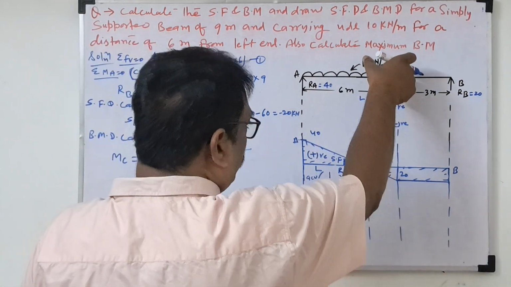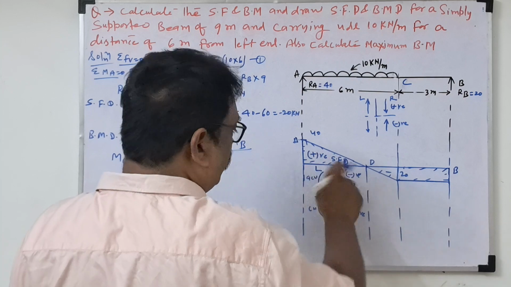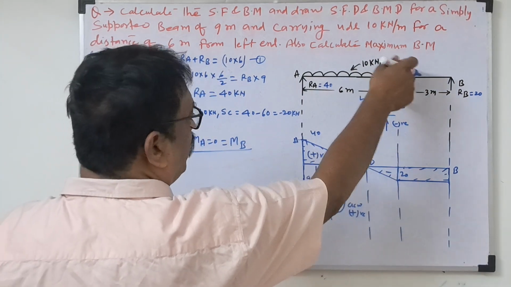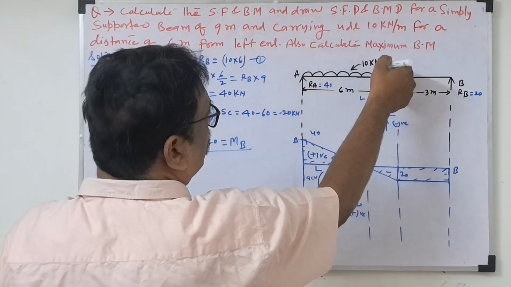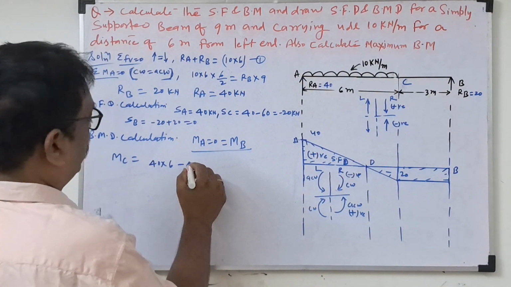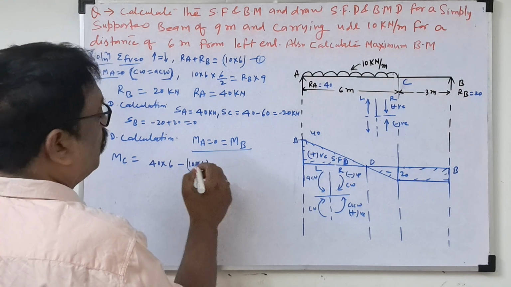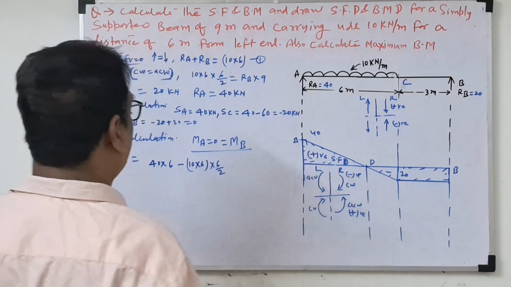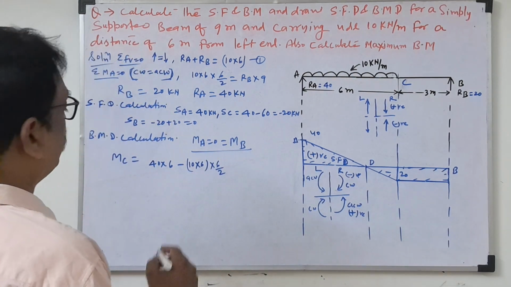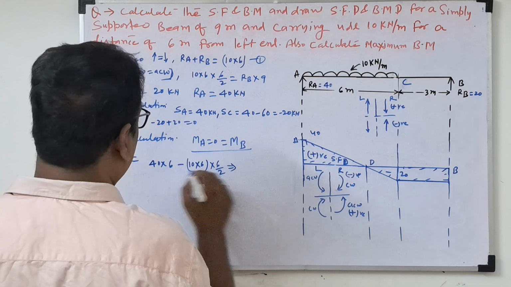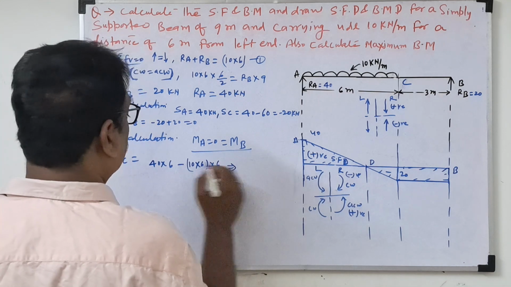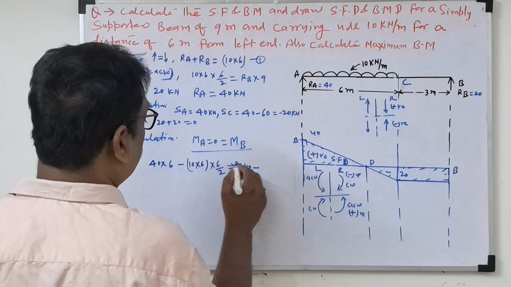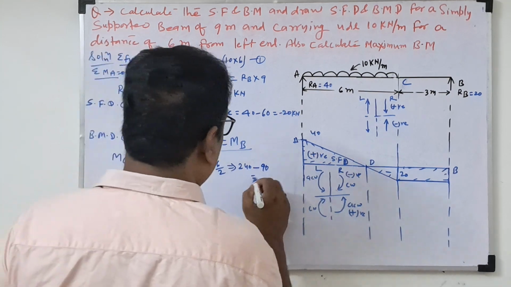Now this one is coming anti-clockwise. Left side anti-clockwise is negative. At this point C, the force is going clockwise, and this one is coming anti-clockwise. What is that? 10 into 6, this is the load, and the half distance, into 6 by 2. So this is the bending moment at C. So how much is coming here? 240 minus how much here? 10 into 6 is 60, into 3 is 180.